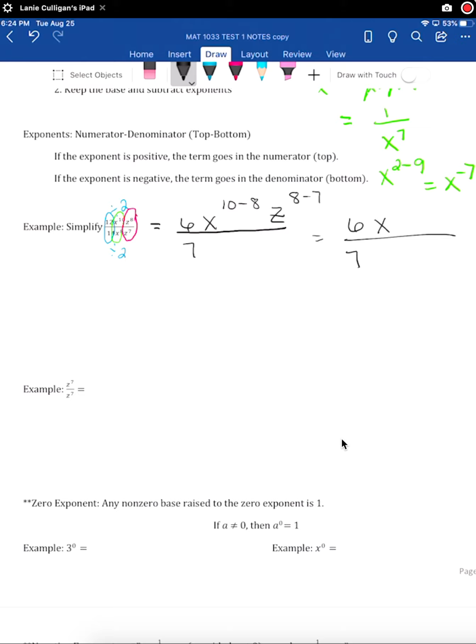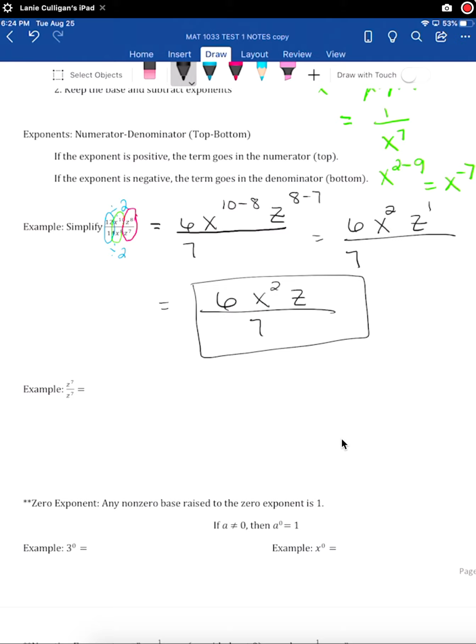x to the 10 minus 8, which is 2. z to the 8 minus 7, which is 1. So that's really just 6x squared z up top. I don't need to write that first power. It's just automatically known there's 1 z, all over 7 as our final answer. 6x squared z all over 7.